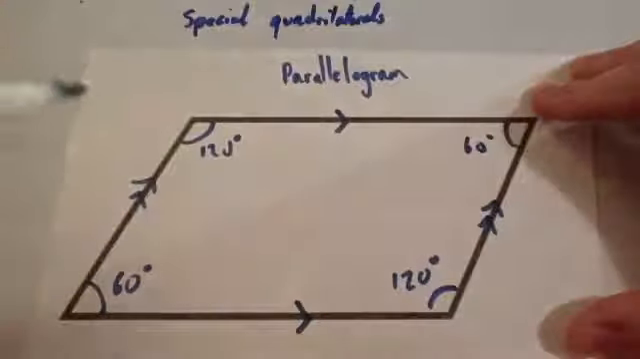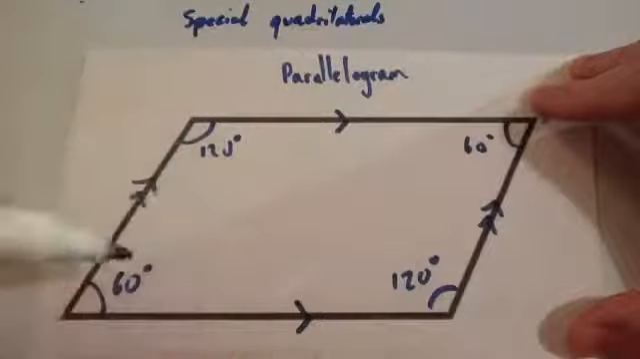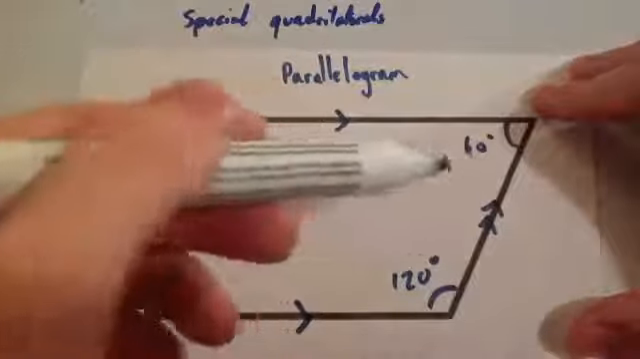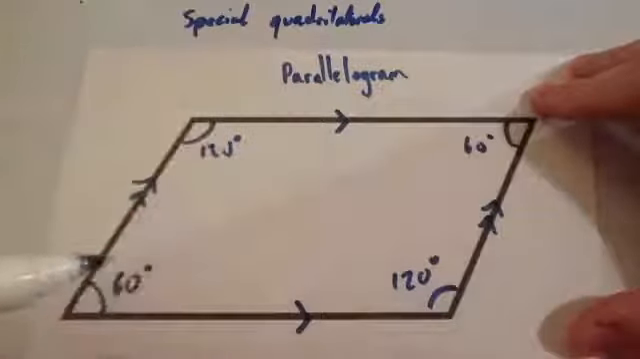So the thing is that the adjacent angles always add to 180, and then also, I suppose, from that, the opposite ones will be the same as each other. So if this is 60, this is 60. If this is 120, this is 120. So that's the angle properties of a parallelogram.